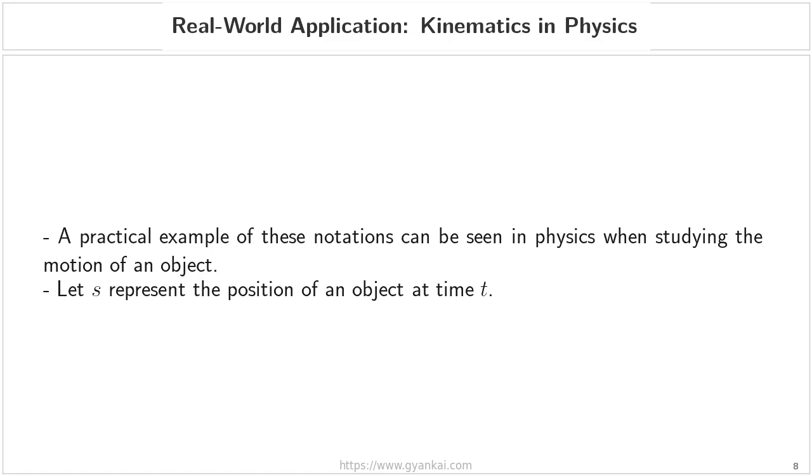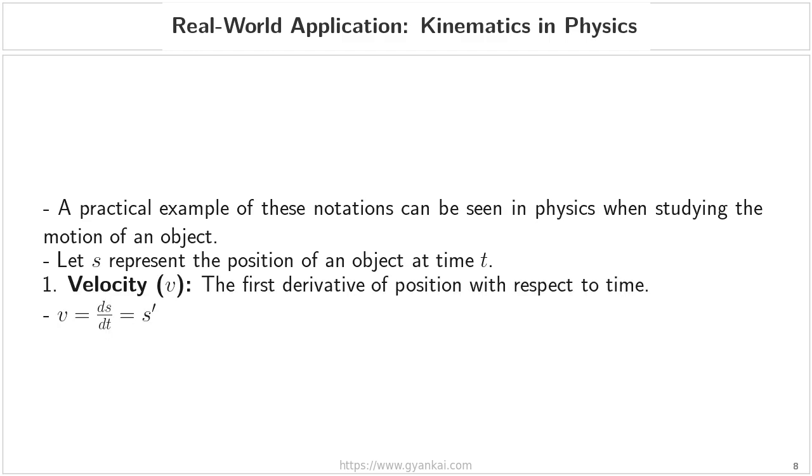Imagine we have an object moving along a path. We will let s represent the position of that object, and we will use t to represent time. Now, let's apply the notations we just learned to the different stages of motion.